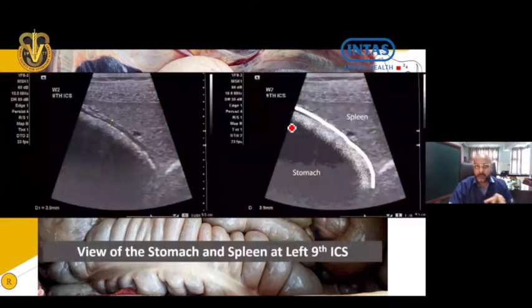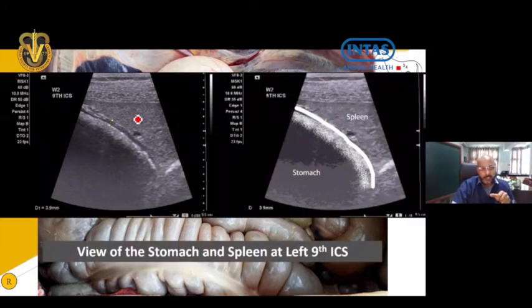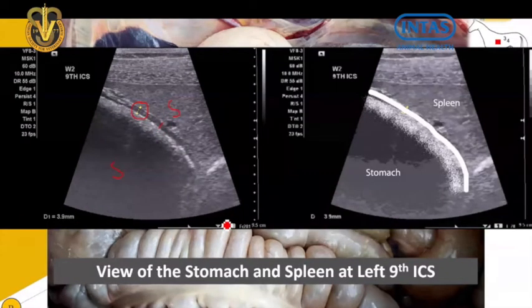And when you do the sonography at this site, you will find the spleen here, and this is the stomach. And you can measure the stomach wall also. You can see it being measured here. Okay, so this is how it looked at the 9th intercostal space with window 2.